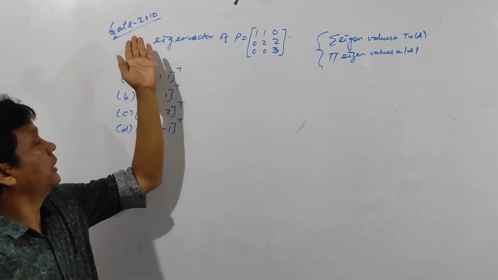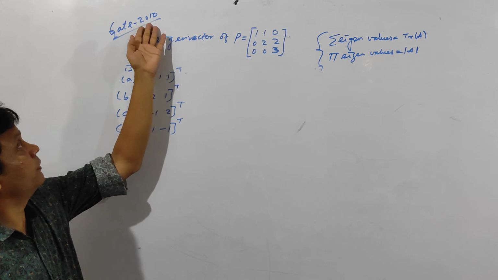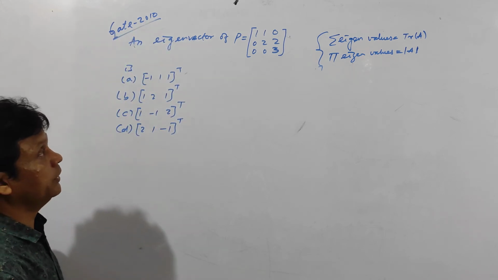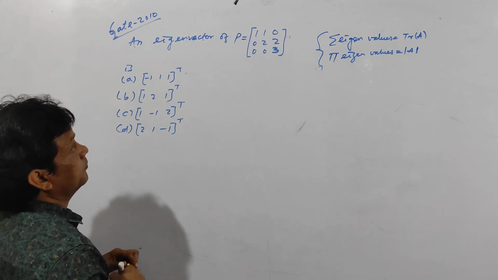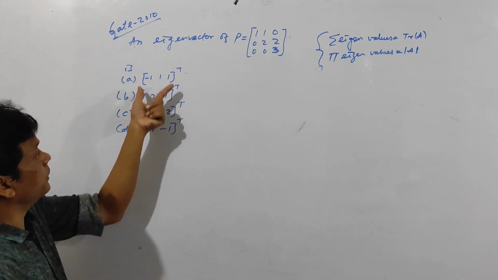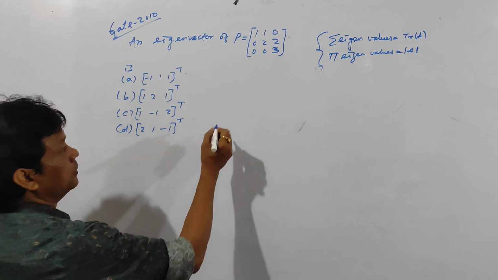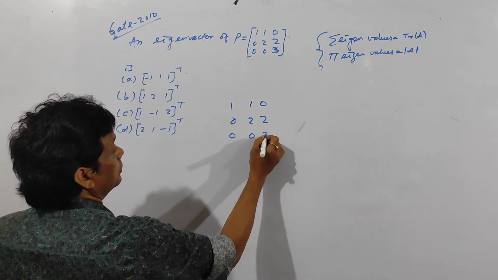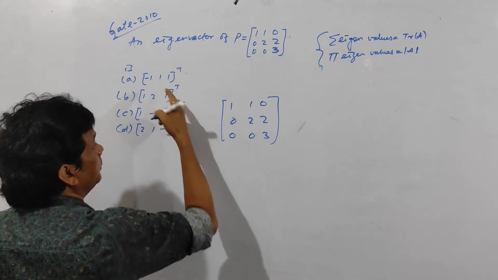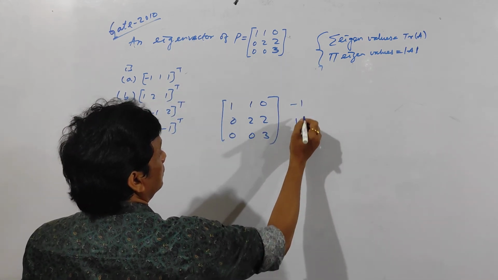See here, in a different branch, the same GATE 2010 question, because for different branches, different questions will be set. So the question is, which one is the eigenvector of this matrix? So you can check like this. Already I have told you. Simply take this one, minus 1, 1, 1.